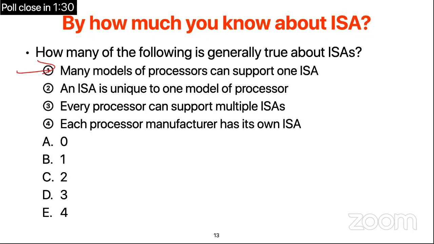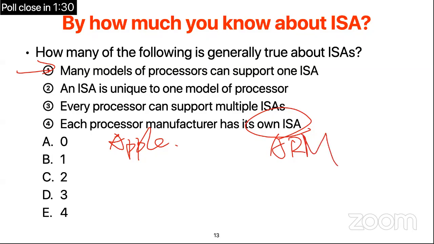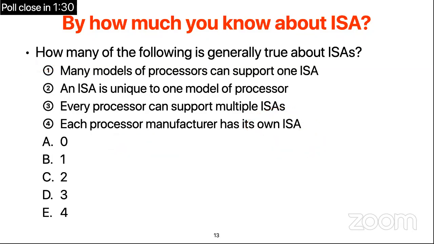Right, but ARM, Apple is... okay, let's say Apple is a processor manufacturer, but it doesn't have its own instruction set architecture. Instead, it has to use ARM, right? What does that tell you?